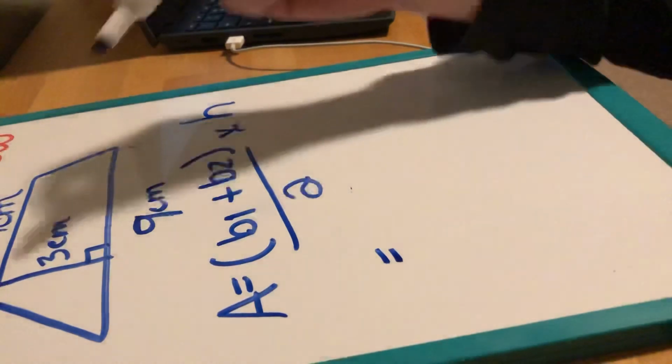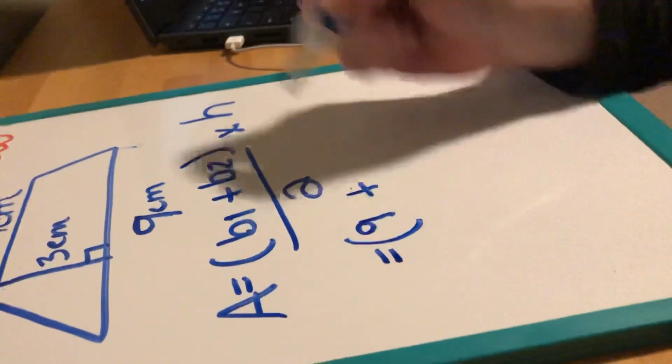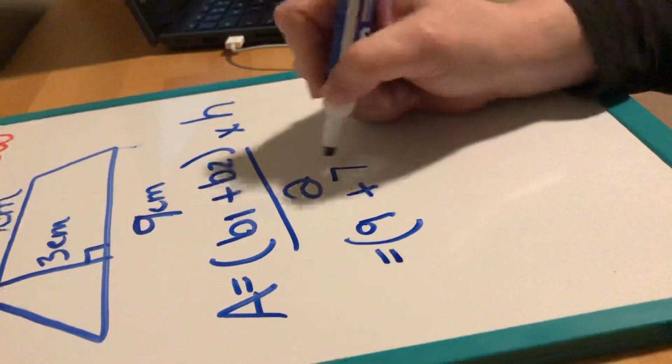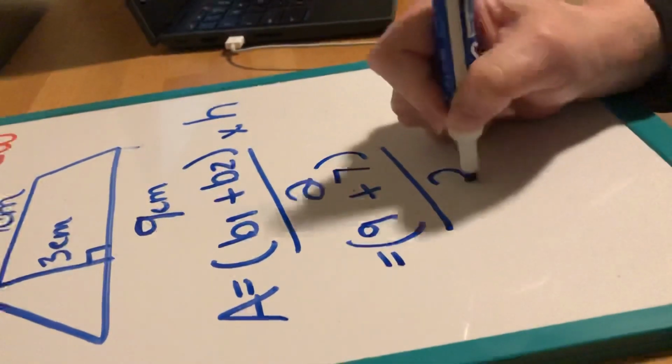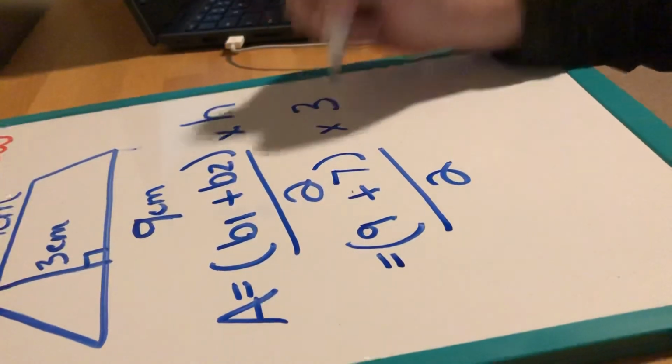Step 2. Base 1 is 9 plus base 2 is 7 divided by 2 times my uppy downy height, which is 3.